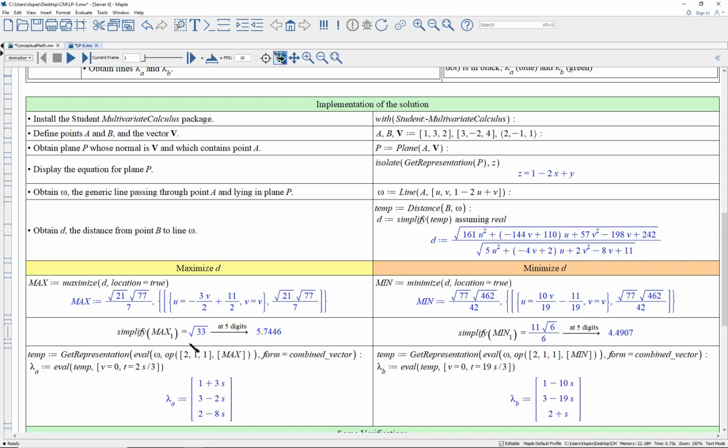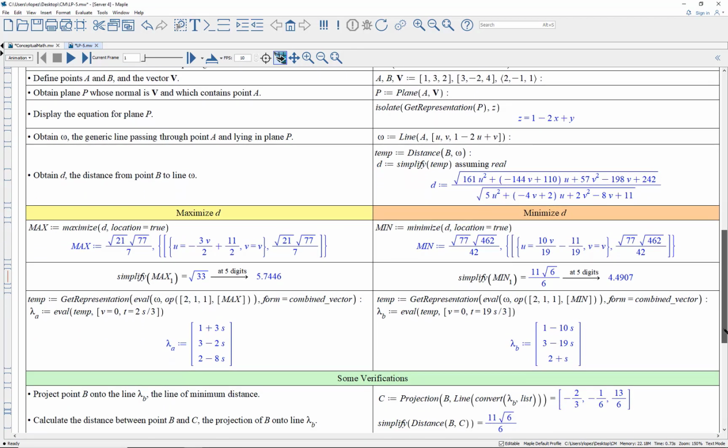And I temporize here because after I do that, I want to set v equals 0. Remember, v was arbitrary, so I can set it equal to 0. And the parameter on the line, which was t, I changed to 2s over 3, and it turns out to make this vector be a vector of integers. So this is the line for which the distance d is maximized. And over here, we do parallel computations to get the line for the minimum distance. And again, v equals 0. And here I set the parameter on the line equal to 19s over 3, and that makes everything turn out to be integers.